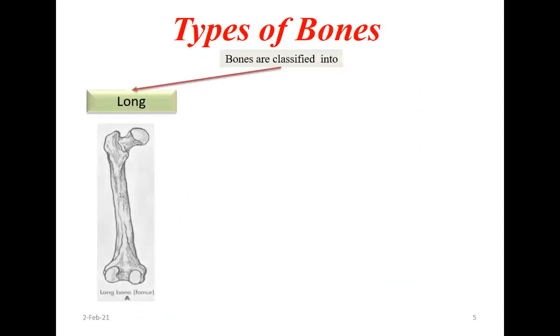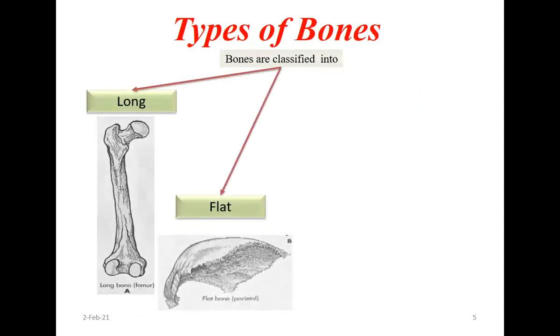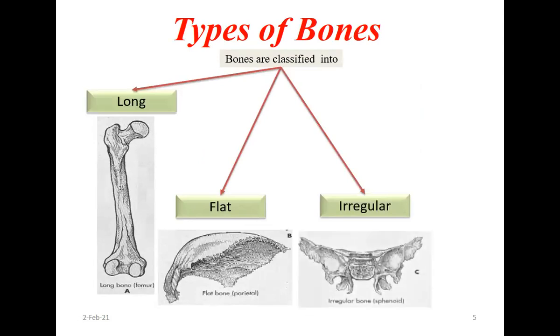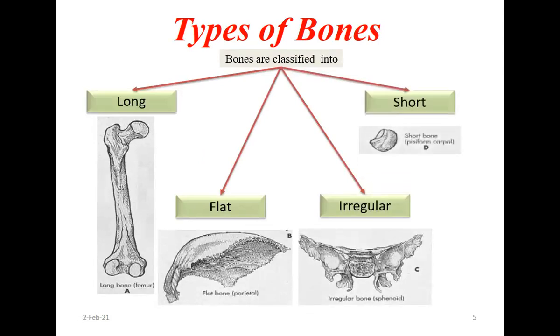Now coming to the types of bone. The bones which are present in the body are not similar, but there are different types of bone within the body. So what are the different bones? Bones are classified into long bones, like the bones of the upper limb and lower limb. This is the femur, a long bone. This is an example of a long bone.